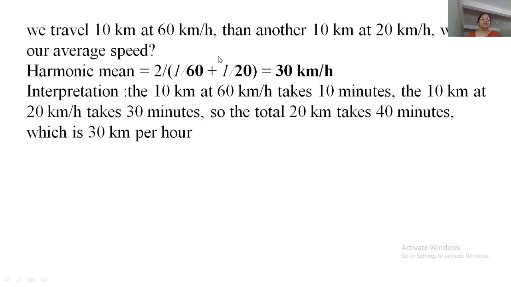The example is like this. Suppose one travels 10 kilometers at the speed of 60 km per hour, and on another 10 kilometers he travels at the speed of 20 km per hour. What is his average speed? So naturally you will take it as 60 plus 20 upon 2, but this is not true, because in order to have a proper average, see, the first 10 kilometers he travels at the speed of 60 km per hour. Therefore, for the first 10 kilometers, how many minutes does he require?